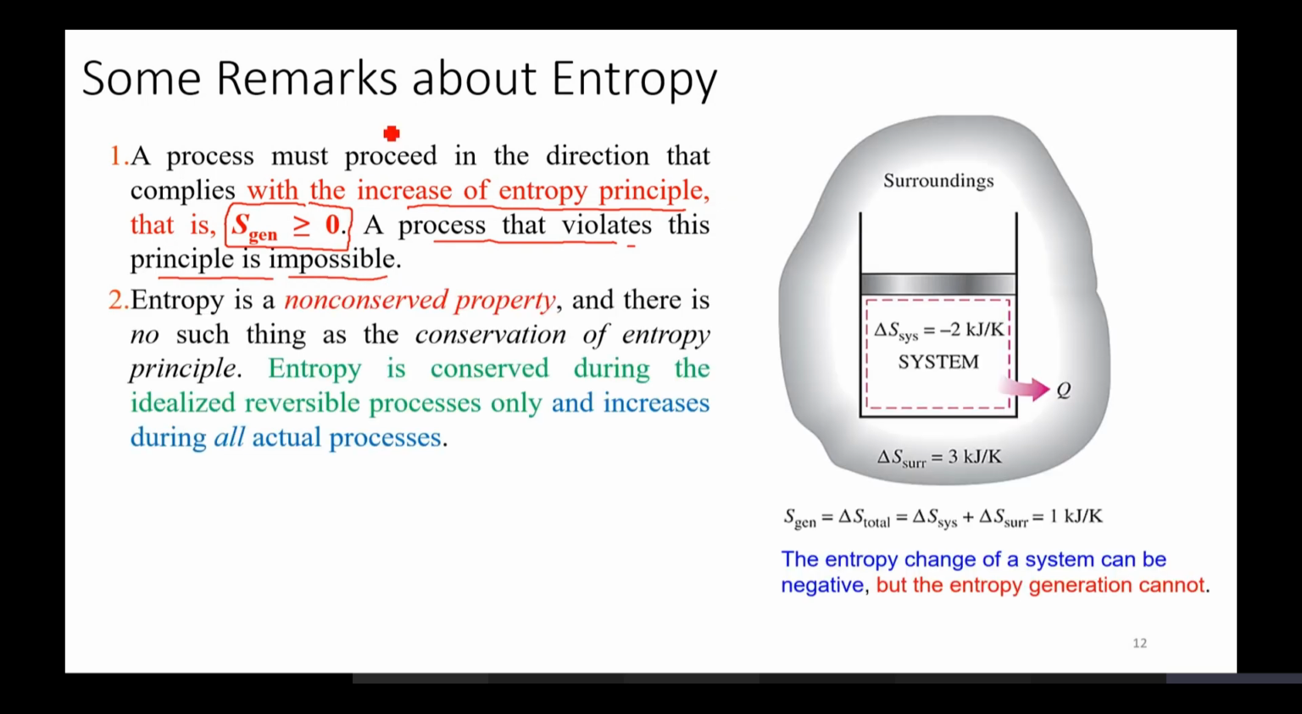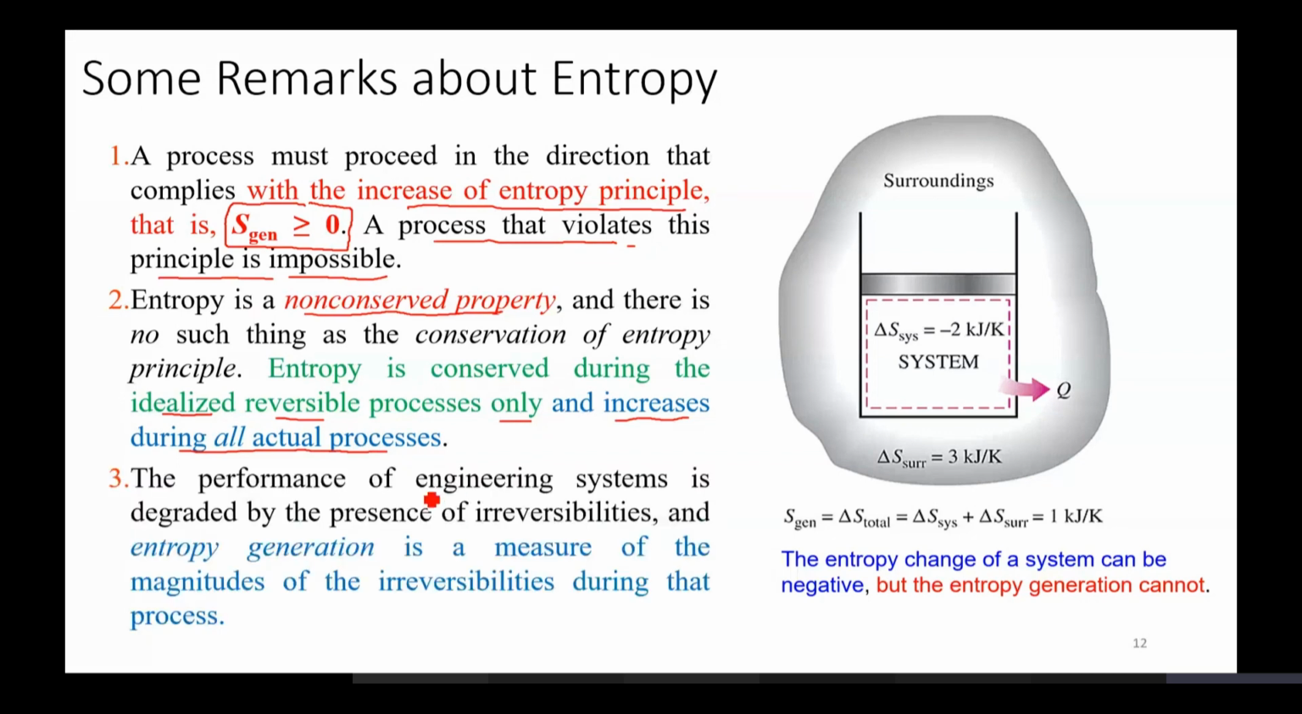Secondly, entropy is a non-conserved property. There is no such thing as a conservation of entropy principle. Entropy is conserved during an idealized reversible process only. That means in that case, the entropy generation is 0. And it increases during all actual processes. Third thing is the performance of an engineering system is degraded by the presence of irreversibilities. And entropy generation is a measure of the magnitude of irreversibilities that are there in the process.